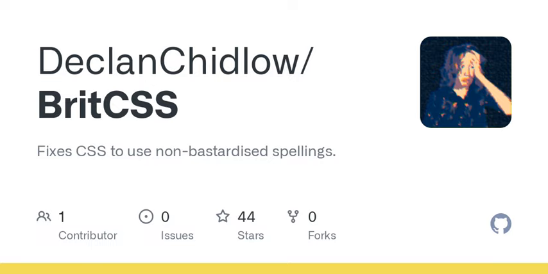Now I can hear some of you out there saying, but why bother? Well, consider this. Programming is a form of expression. Just like any artist chooses their palette, a programmer can choose their spelling. With tools like BritCSS, we can not only write code but also express a part of our identity and pride in our linguistic heritage. Isn't that kind of beautiful?